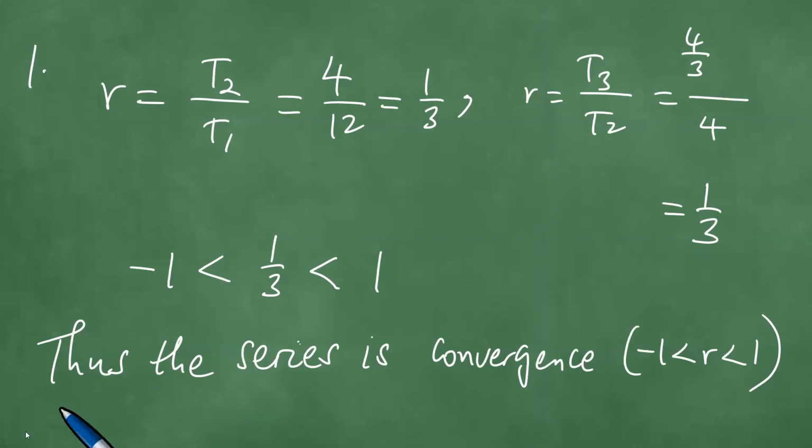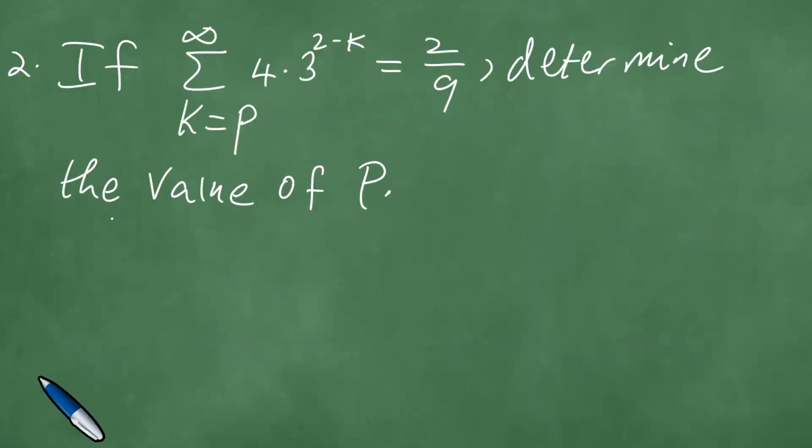We've proven that it's convergent, but now here is this one. This one says if the infinite series from k equals p to infinity, of 4 times 3 to the power 2 minus k, equals 2/9, determine the value of p. Now, I'm giving you 2 minutes to try this one, Ayande.